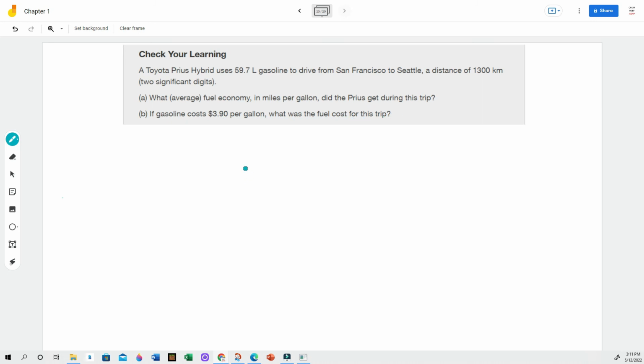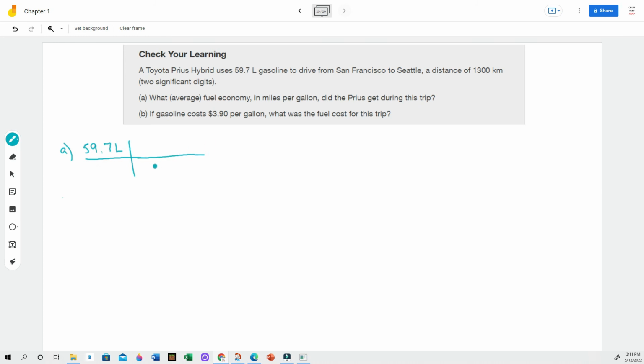So we will first do part A broken up into 2 steps, and then we'll show it in 1 step. Let's first convert our 59.7 liters into gallons. So it did ask us for gallons here.